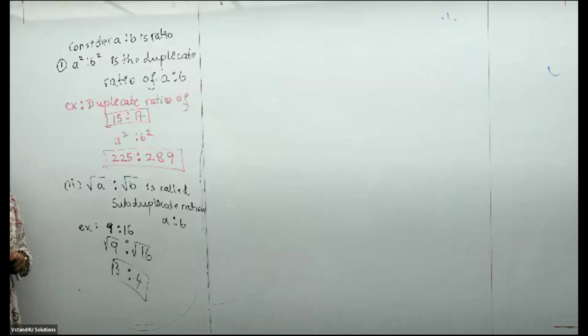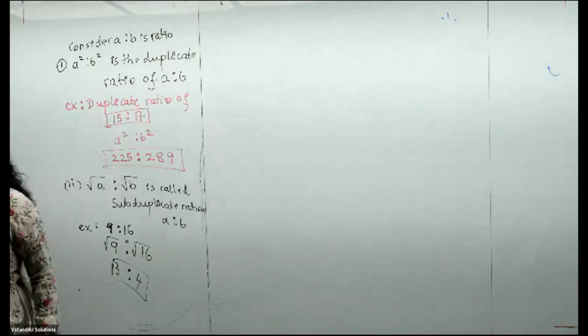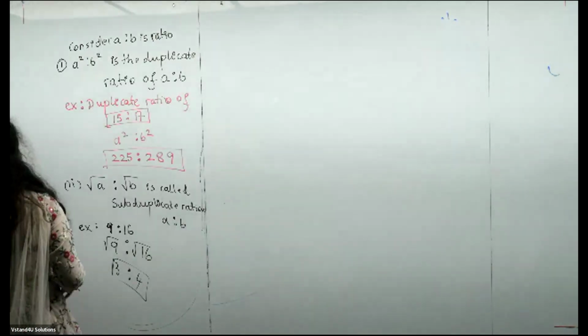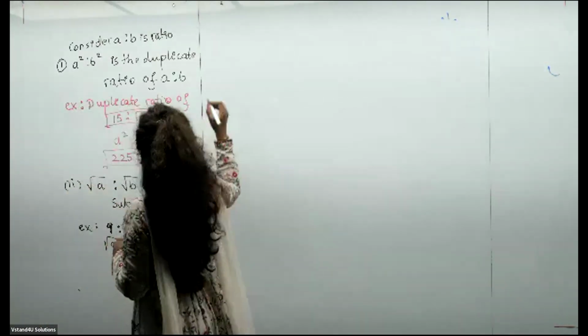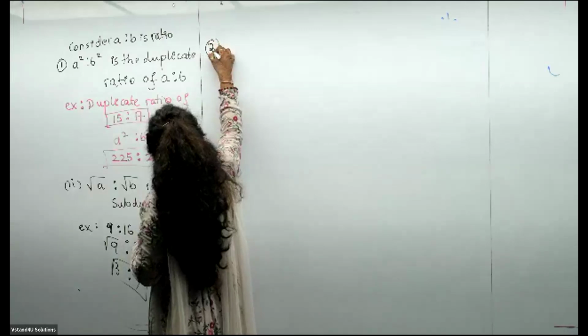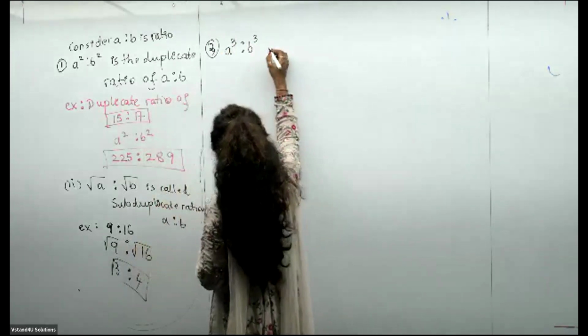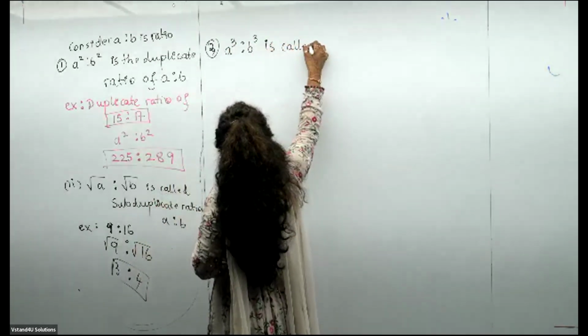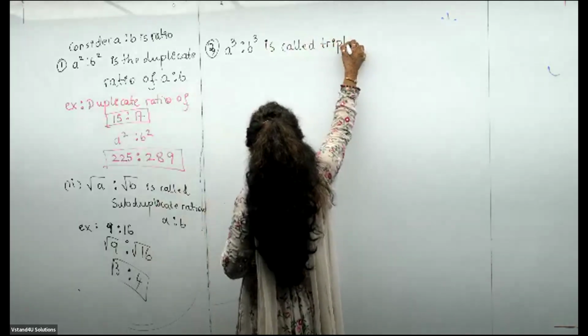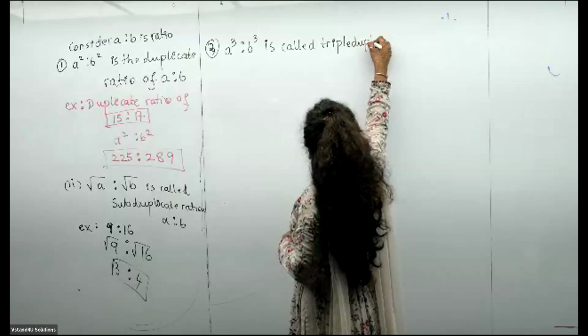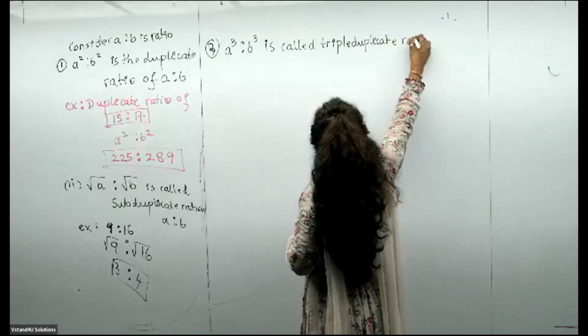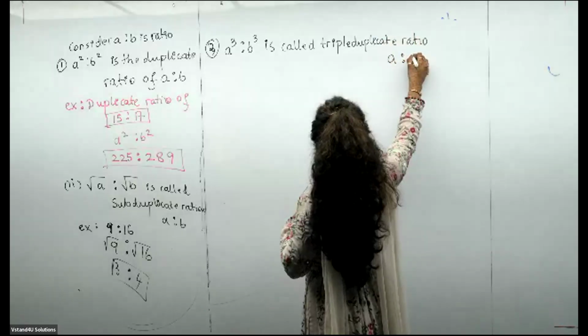Clear? What is the first type of ratio? That is nothing but A square is to B square. Second type of ratio, square root of A is to square root of B. Correct? Next one you have third one called as A cube is to B cube. A cube is to B cube is called triple duplicate ratio of A is to B.